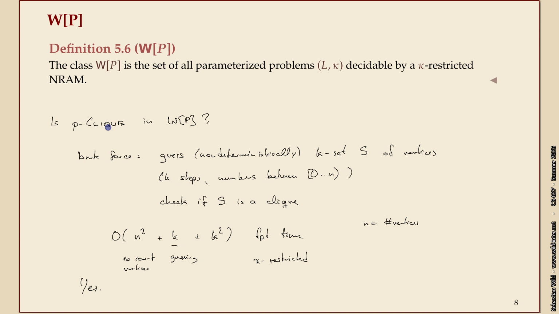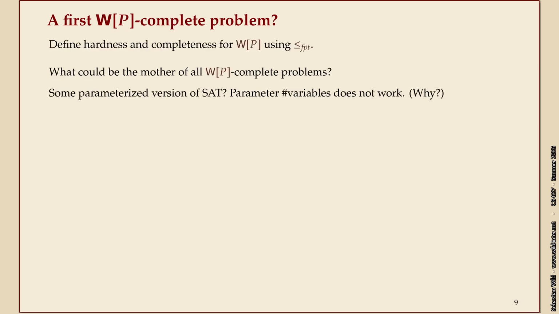All of them have this property that we're just guessing a subset of vertices, and we can do that in that same way. Okay, so that sounds like a reasonable class. To work with WP hardness, we would need a complete problem, or at least a problem that all of that class can be reduced to. The definition of hardness and completeness is exactly the same as always.